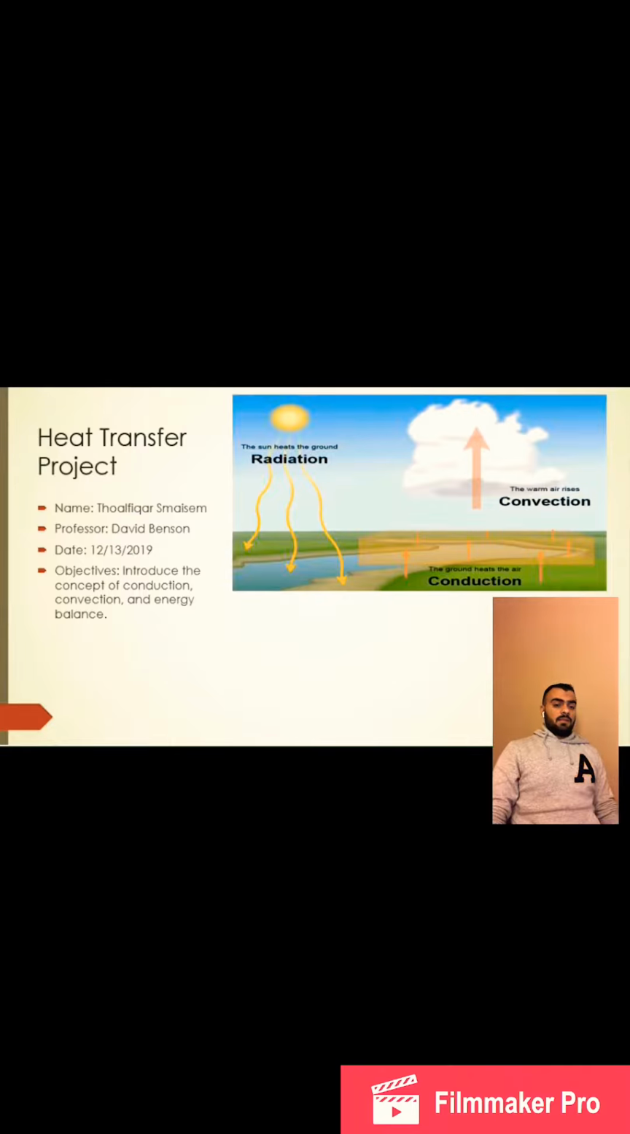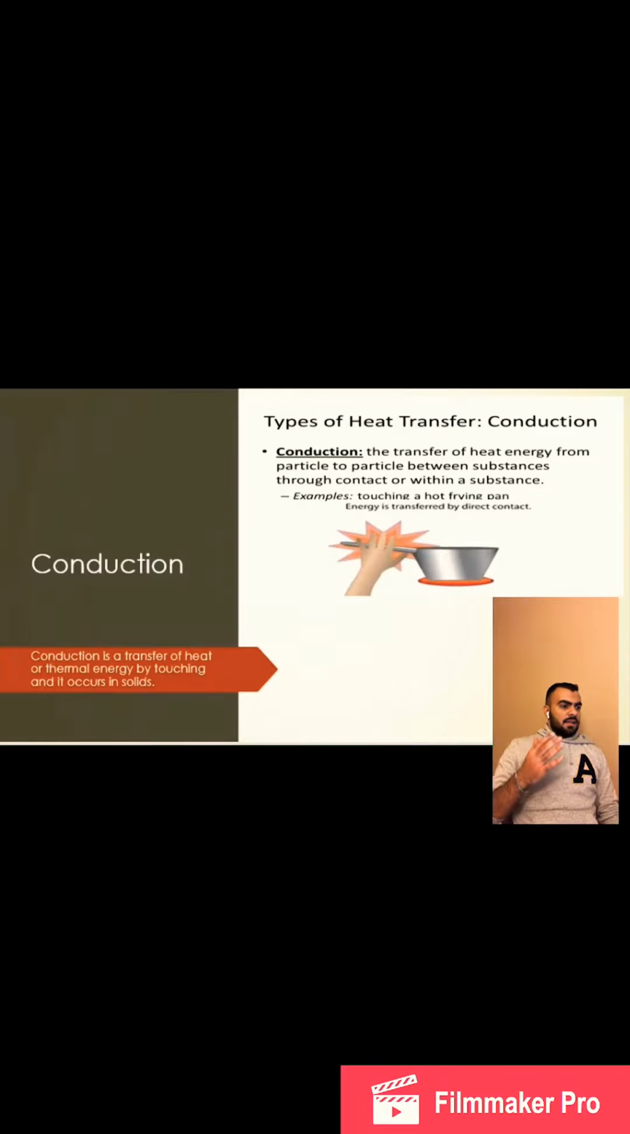First, heat transfer always occurs from hot to cold. And we have three modes of heat transfer, and they are conduction, convection, and radiation. For today, I'm not going to talk about radiation. Conduction is a transfer of heat or thermal energy by touching, and it occurs in solids. Convection heat transfer occurs when we have a flow of a fluid, gas or liquid.